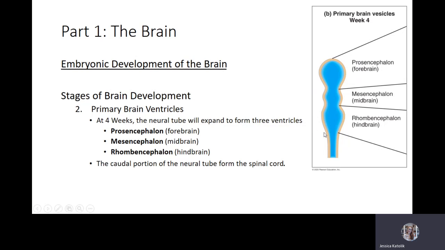will form the hindbrain. The most caudal part, the part that's closest to our tailbone, and we'll talk about caudal and rostral in a little bit, will form the spinal cord. So the part that doesn't balloon will form the spinal cord. And this formation of the primary brain ventricles is going to occur at 4 weeks.